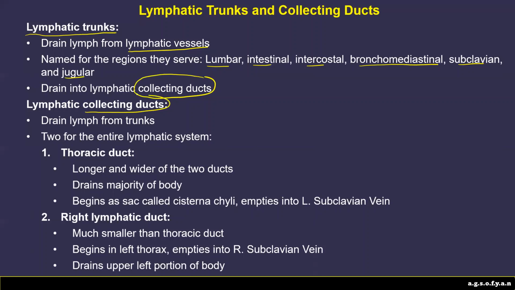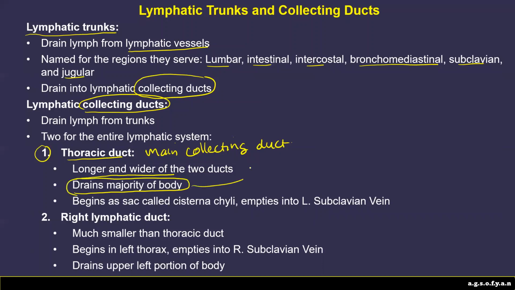Lymphatic collecting duct is bigger. There are two collecting ducts. The first one is called the thoracic duct, and this is actually the main collecting duct, because it is longer and wider, and drains the majority of the fluid from the body. So this is the main collecting duct. The second collecting duct is the right lymphatic duct.